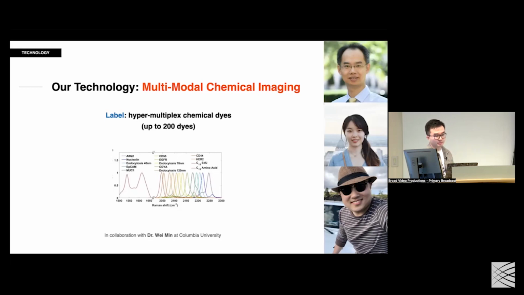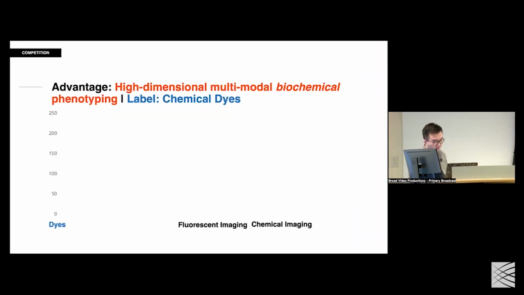So if you come back to think about the advantages of doing chemical imaging with labeled and label-free methods, with labeled dyes, fluorescent imaging might allow you to do maybe 4 or 5 different colors. Chemical imaging can allow you to do up to 200 different dyes. Of course, there are a lot of challenges here. The signal is not strong enough, but people are working to make the signals stronger and stronger.